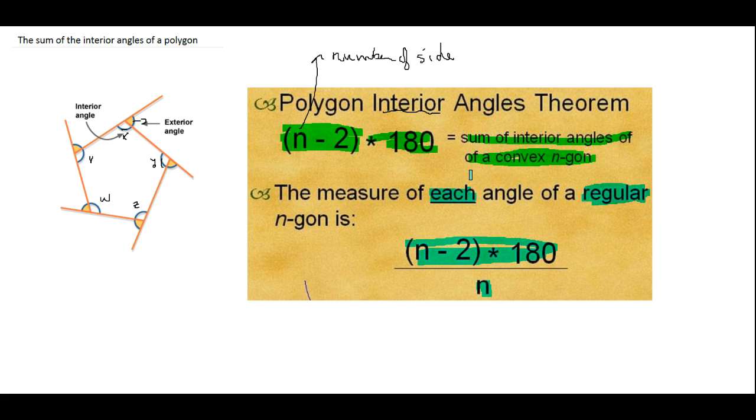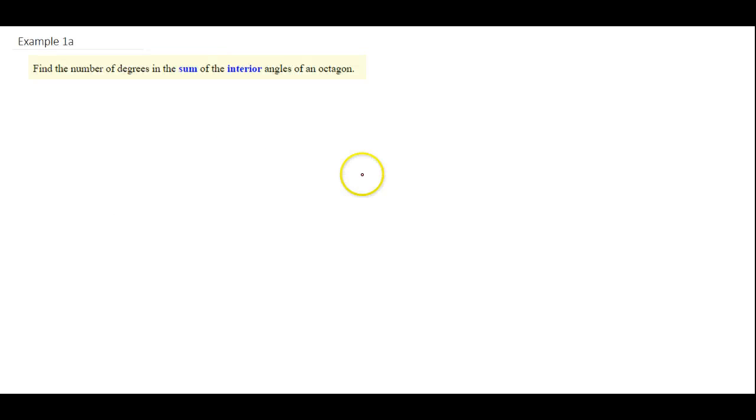It's really important that you're clear about what the question is asking. Is the question asking for the sum? Then we use this equation. If the question is asking for the measure of each angle, then we do this. You want to not get those mixed up. Let's go and do some examples.